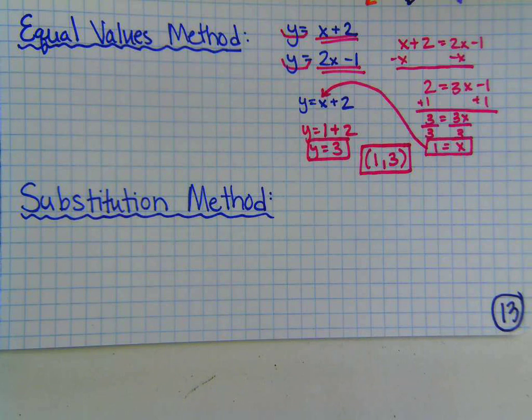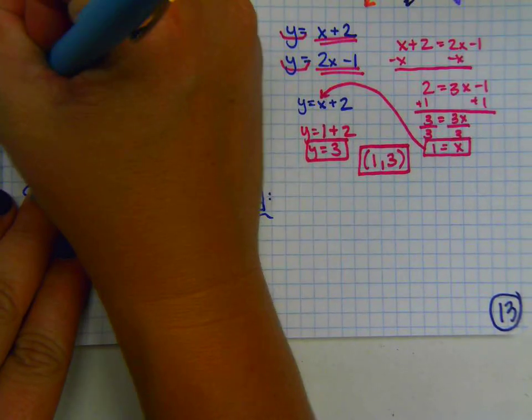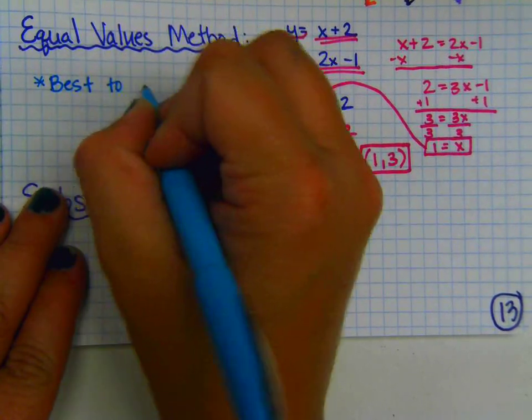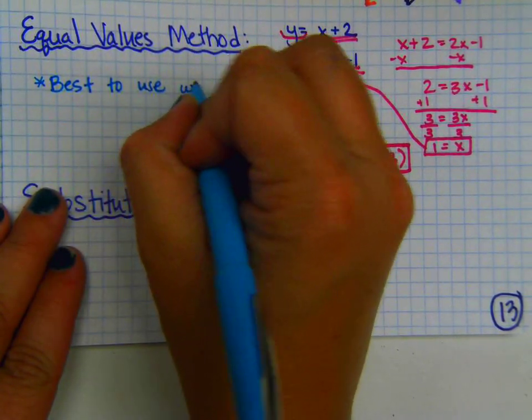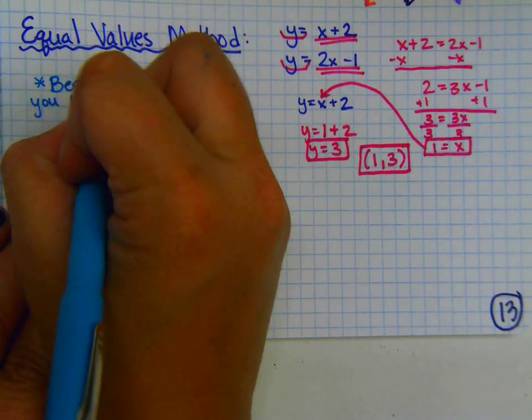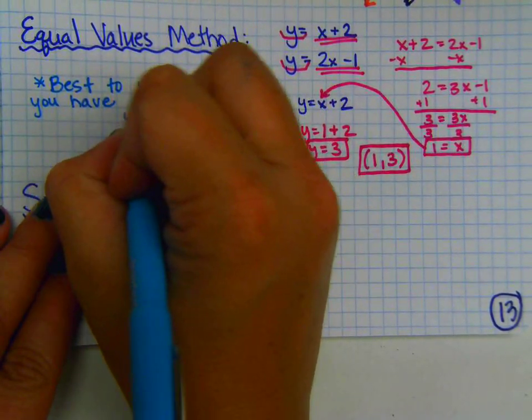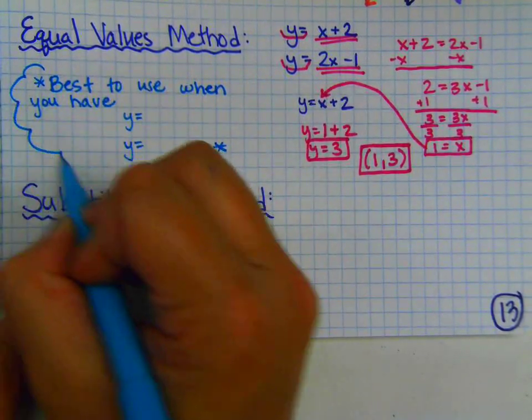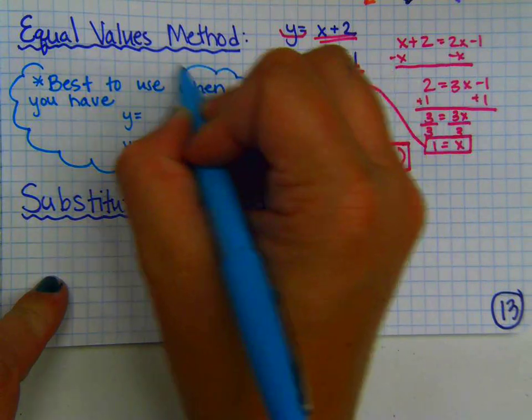And before I go on to that one, I just want to make a little note on equal values method about the best time to use it. It's best to use when you have y equals and y equals. Okay, that's the best time to use equal values method.